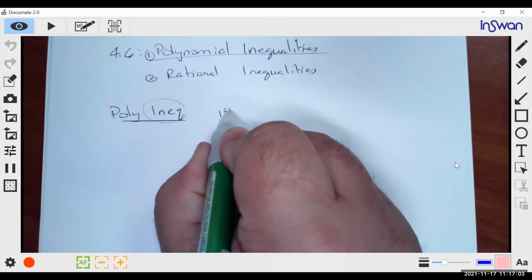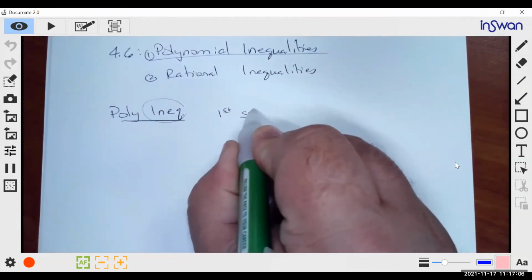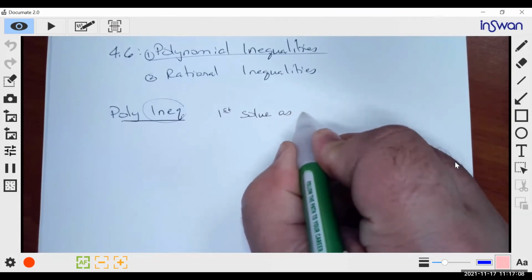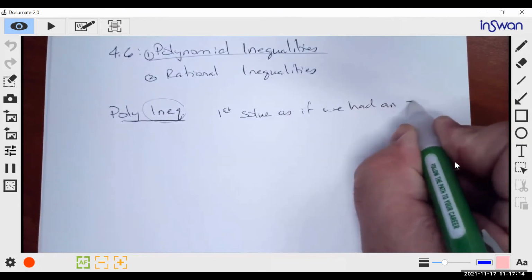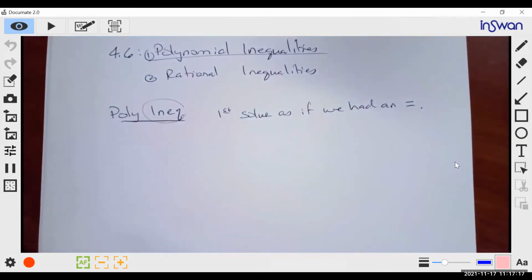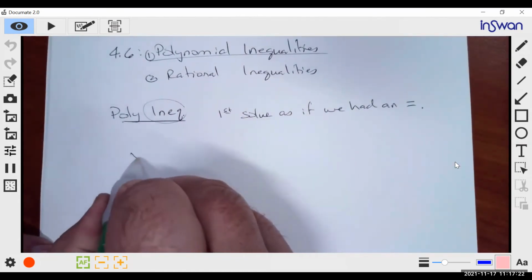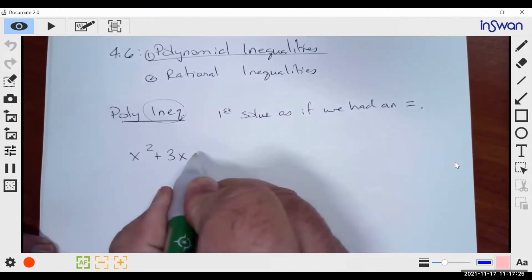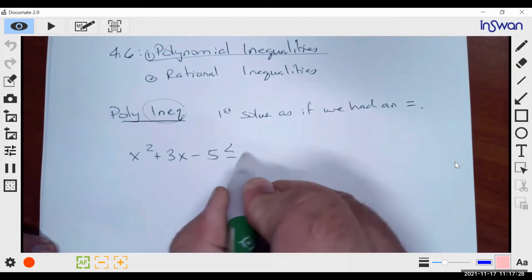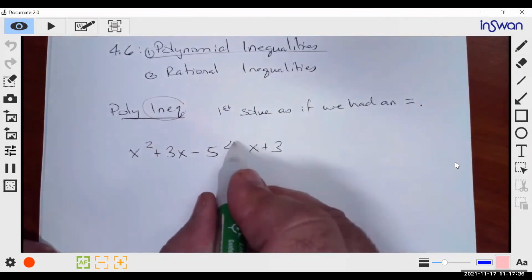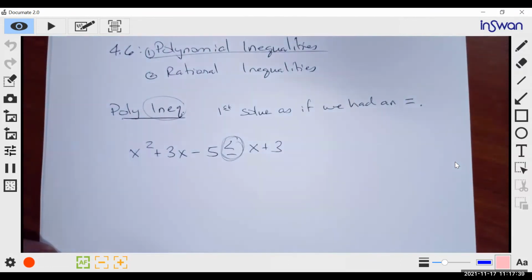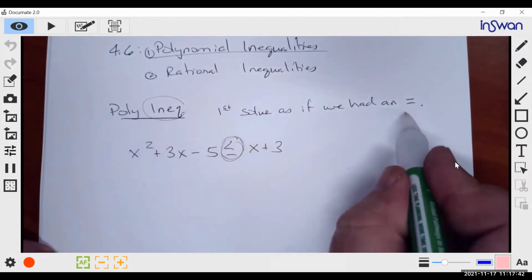So the first step is to solve as if we had an equal sign. Let's see here. So we have x squared plus 3x minus 5 is less than or equal to x plus 3. Don't worry about the inequality. Treat it like an equal sign.